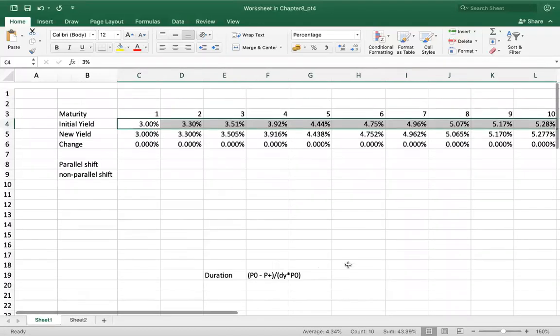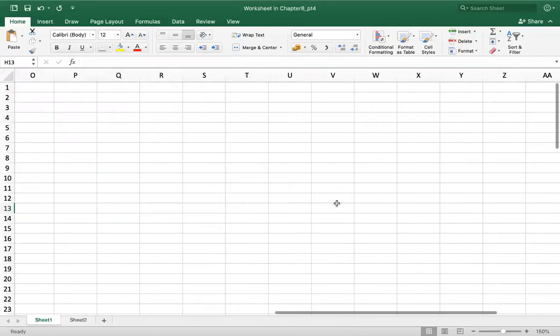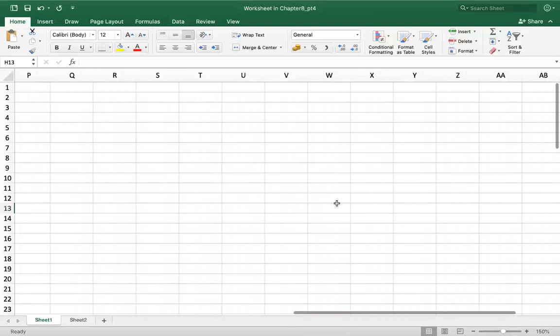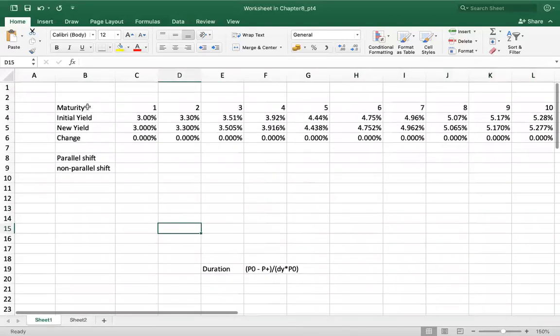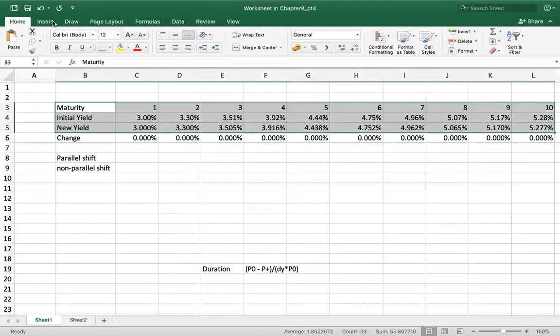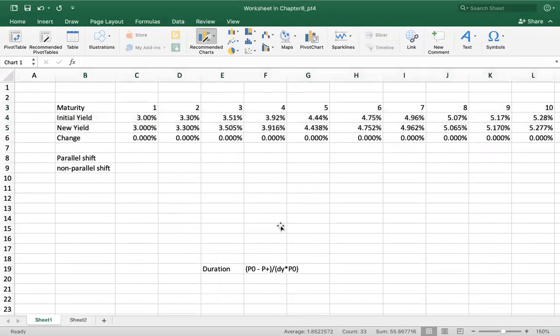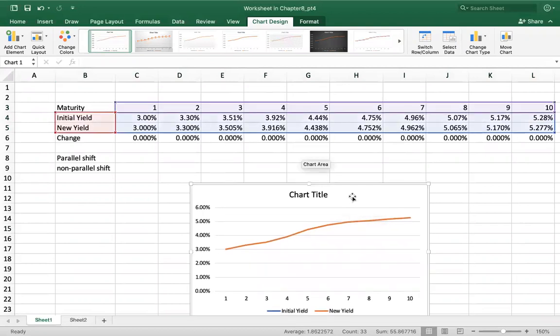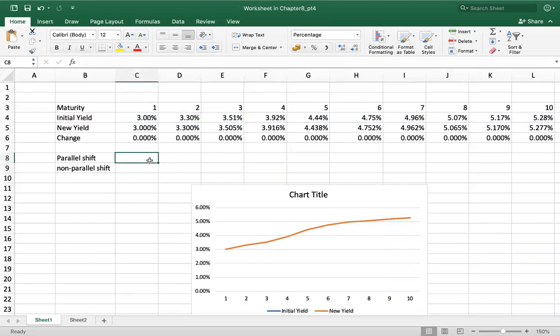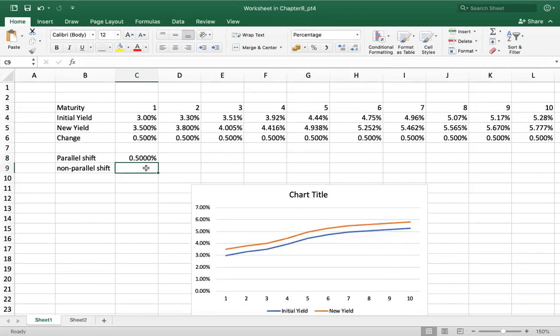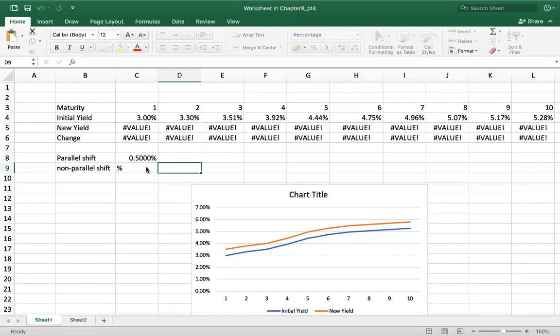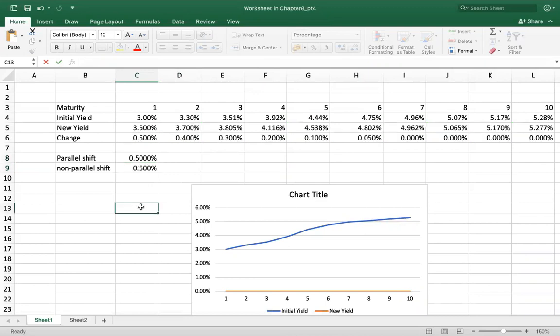I am plotting these spot rates to show you something. When I plotted these spot rates, they look like this. So for a parallel shift, we are shifting this yield curve by 50 basis points, and you can see it's a parallel shift. And for a non-parallel shift, it is like this. So rates are not changing in the same way, as we have already discussed what we mean by a non-parallel shift, right?